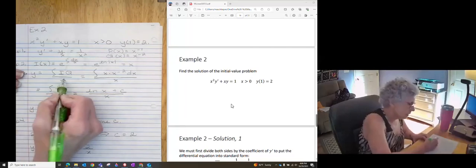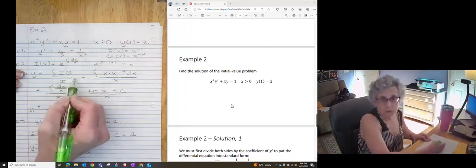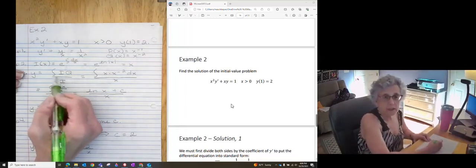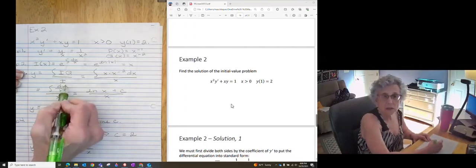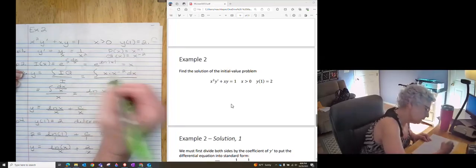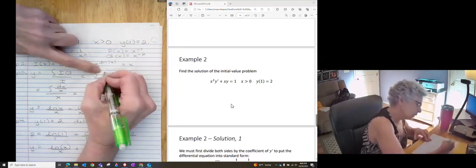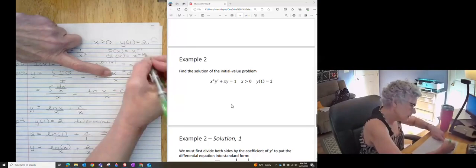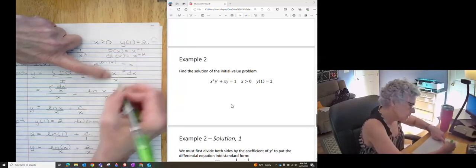Step 3. I computed my integrating factor. Step 3 is to do the integral of IQ over I. So IQ over I. Here's I. Q was x to the minus 2.